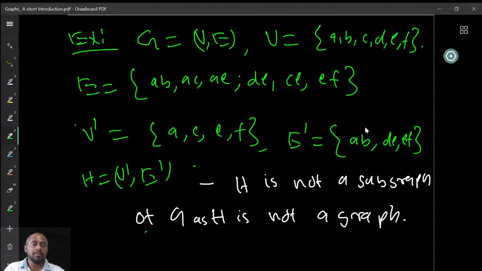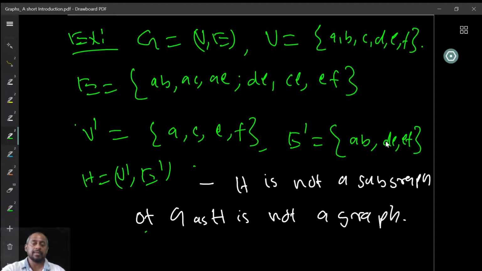But now one can ask whether H is a subgraph of the graph G. It is not, because H is not a graph. Why is H not a graph? Because H has the vertex set A, C, E, F, and the edge set AB, DE, and EF. But DE cannot be an edge in H because D is not a vertex of H. So therefore, even though V' and E' are subsets of those of G, H is not a subgraph.